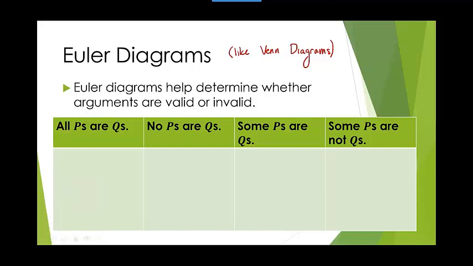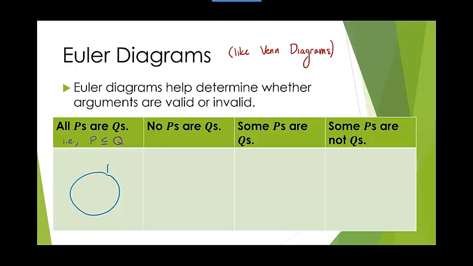So we've actually talked about the statement "all P's are Q's" before. This really means P is a subset of Q. So when we draw our picture, we'll have P. Oh gosh, that's not a circle. There we go, that's better.